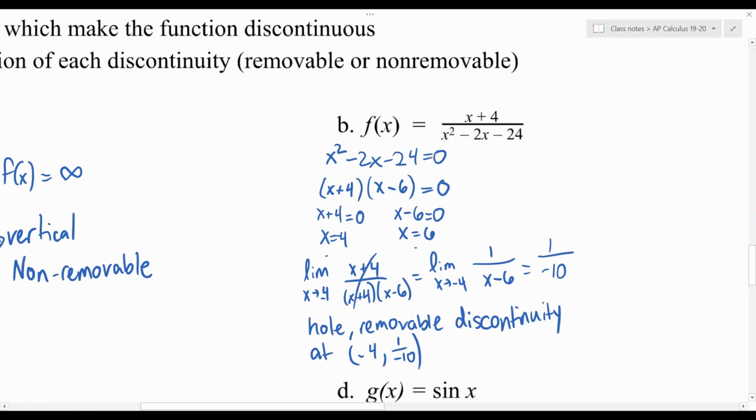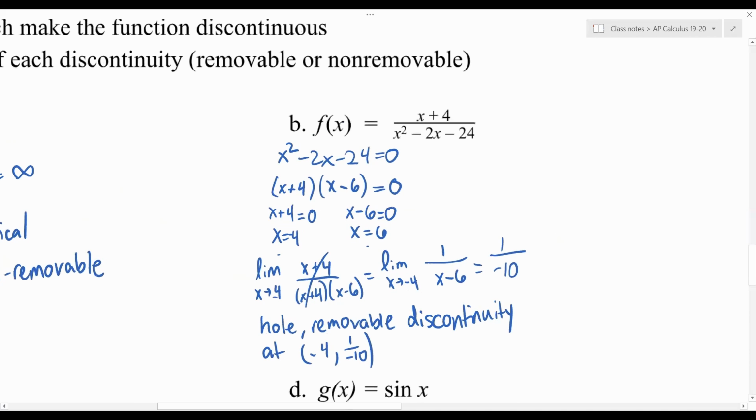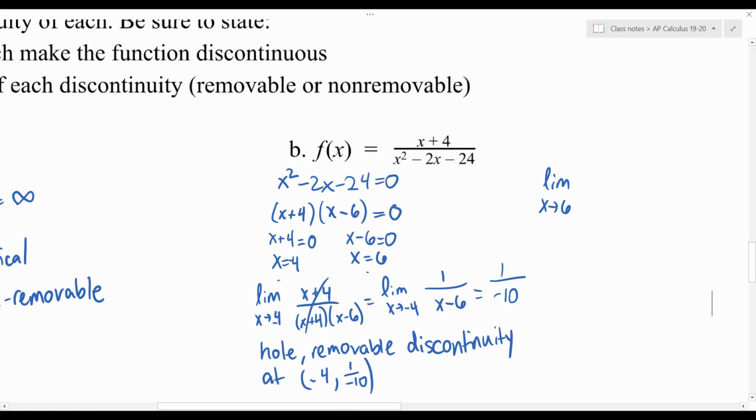Now let's check our second one. Let's take our limit as x approaches 6. Well, I already saw that it's going to cancel there, so I can go ahead and use all the factoring and canceling that I've done. Now, if I plug in 6 here, we're going to get 1 over 0. Well, that's telling me that I'm going to be approaching positive or negative infinity.